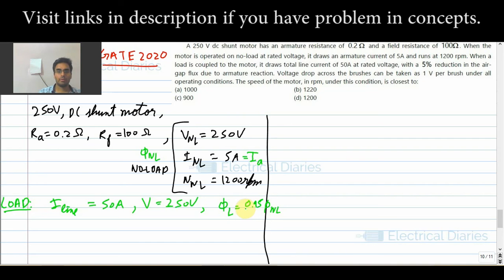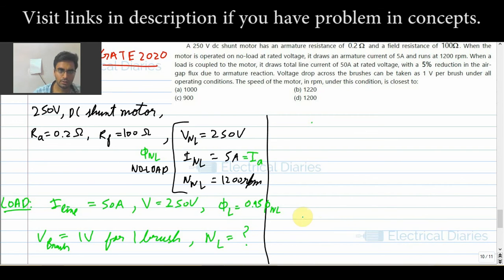The voltage drop across the brushes, V brush, is given to us as 1 volt for one brush. It's a how many pole machine? The speed of the motor in RPM under this condition. So I have to find the speed at this loaded condition.